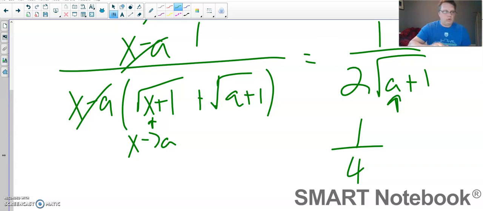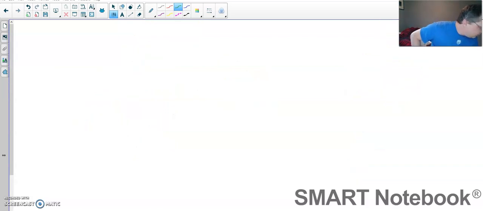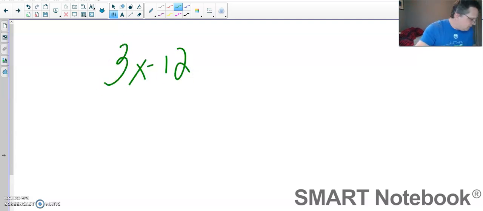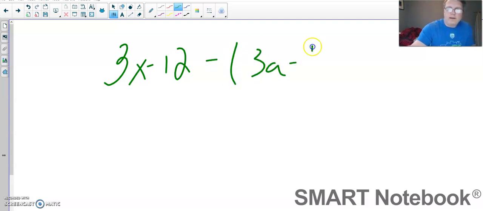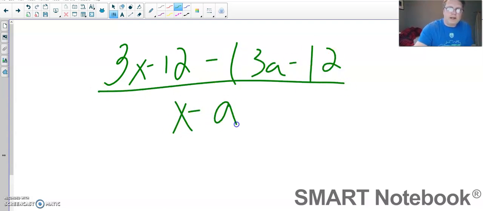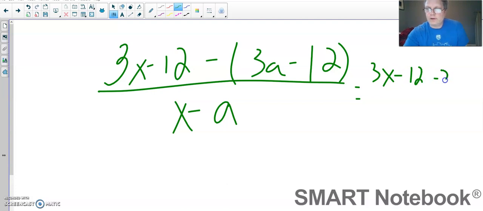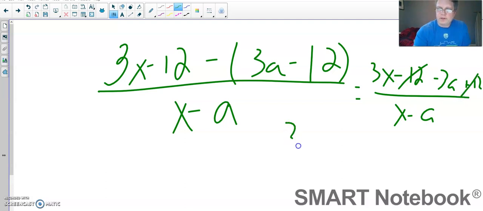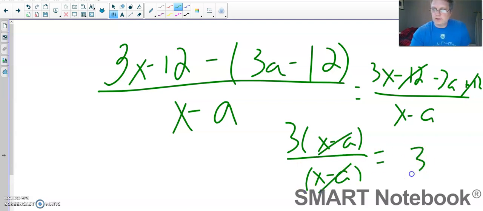Like I said, I won't be that mean to you. So that's 7. 9, 3x minus 12. So here's one a little nicer to you. 3x minus 12 minus 3a minus 12 all over x minus a. Can I squeeze it in? 3x minus 12 minus 3a plus 12 all over x minus a. 12's cancel. Take the 3 out. You have an x minus a all over x minus a. Cancel, cancel. You're just left with 3, just a constant. And that's it. So every value will be 3.